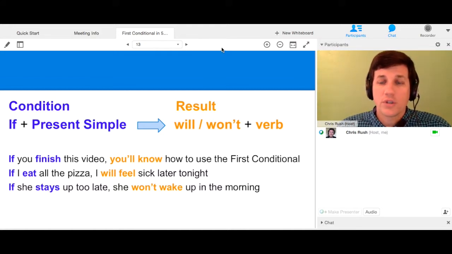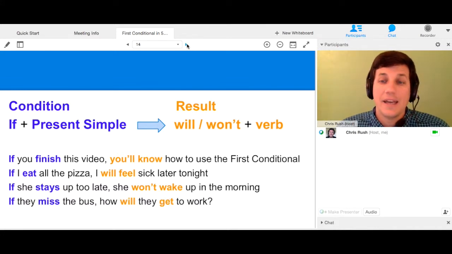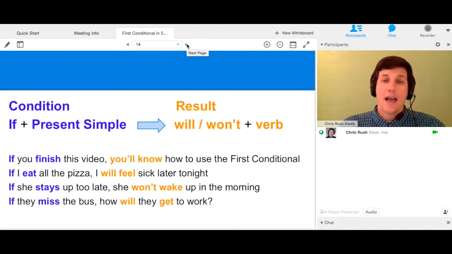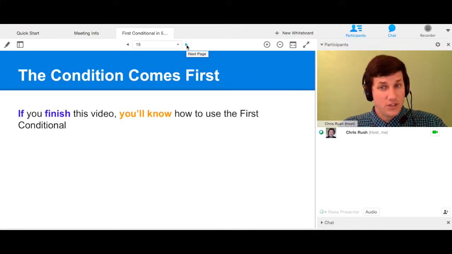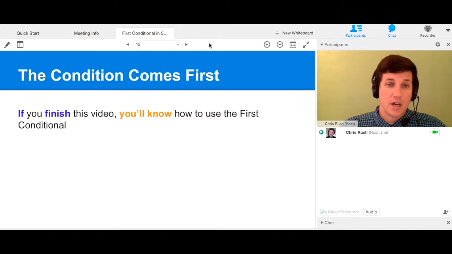We can also turn this into a question using the same form. If they miss the bus, how will they get to work? So here we're asking a question, but it takes the very same form of if plus present simple, will or won't plus verb. So what we've seen so far is that the condition comes first. If you finish this video, you'll know how to use the first conditional.